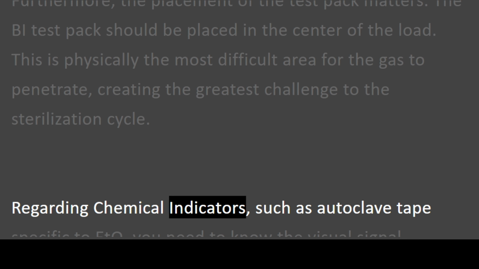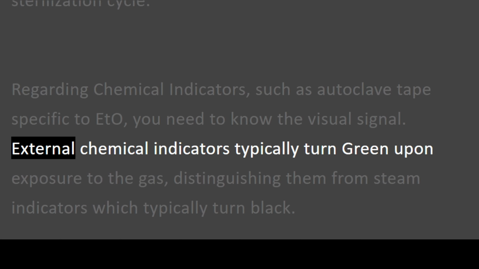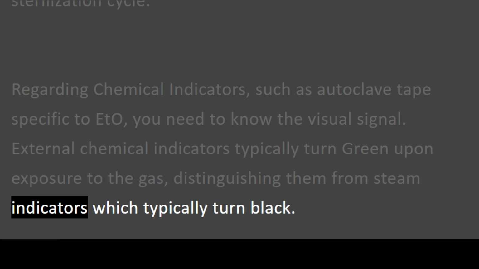Regarding chemical indicators, such as autoclave tape specific to ETO, you need to know the visual signal. External chemical indicators typically turn green upon exposure to the gas, distinguishing them from steam indicators which typically turn black.